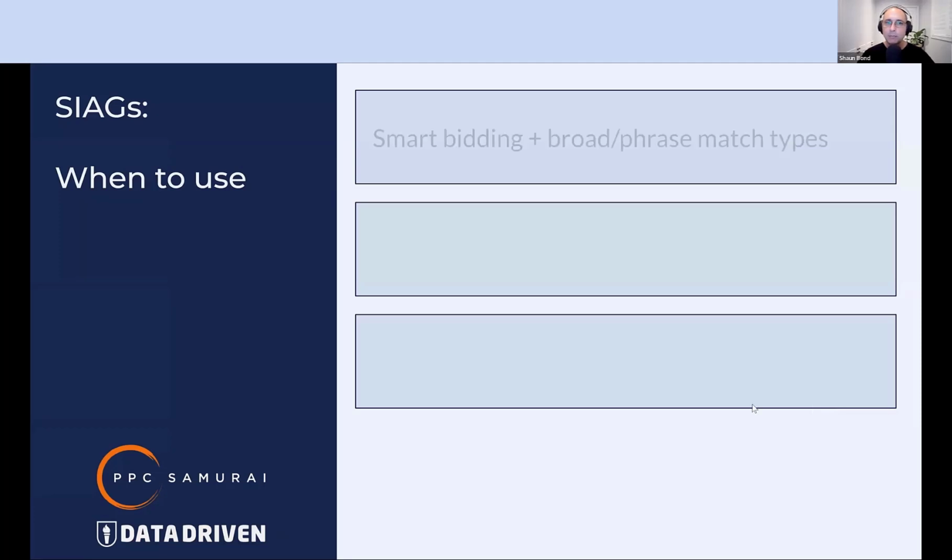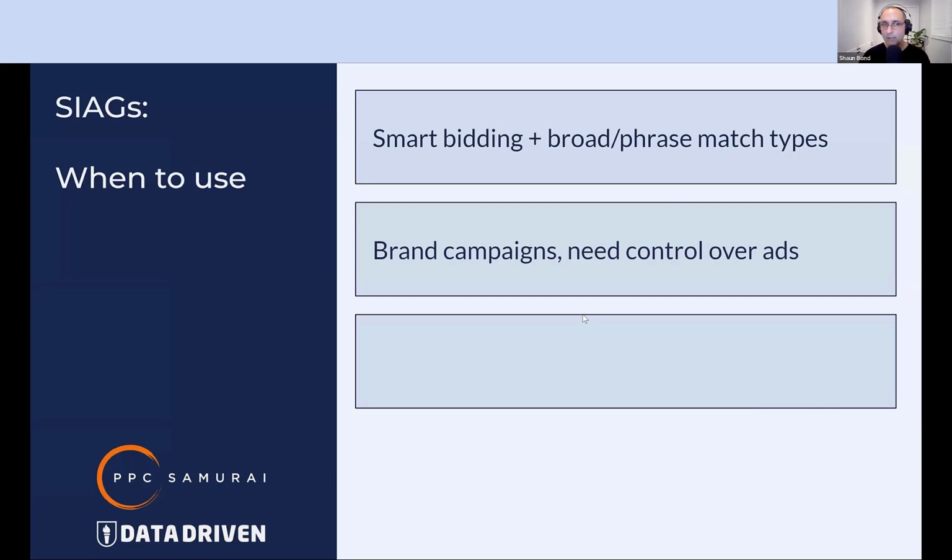Question is then, when do we use these bad boys? All right, well, if we like using smart bidding and broad or phrase match types, then this is a very, very good structure to use to feed Google. You also use it for brand campaigns. Now, brand campaigns, you could argue that they're single theme ad groups or single intent, like it's kind of similar for brand purposes. So I would typically put all my brand keywords into one campaign and often in one ad group, because we're trying to, again, consolidate that data so that we can feed it into Google. And I've got a whole section in a minute on how I would build brand campaigns and how to bid them and that sort of stuff.